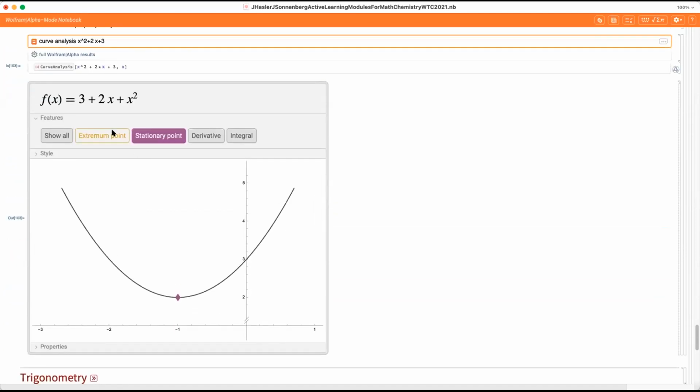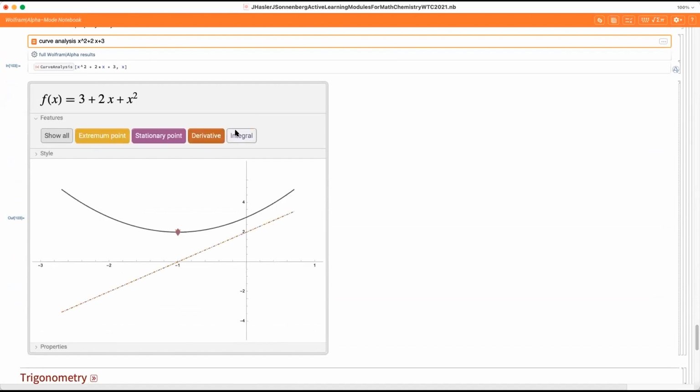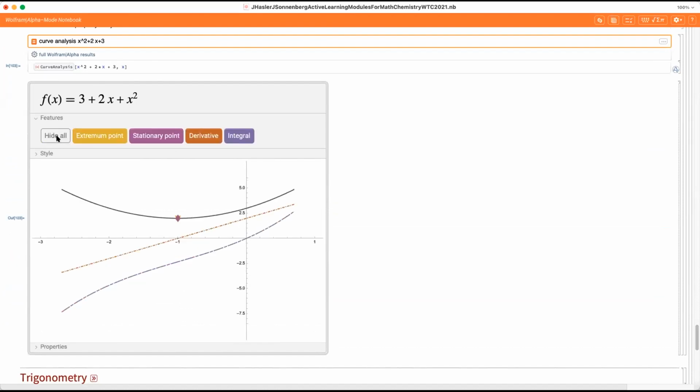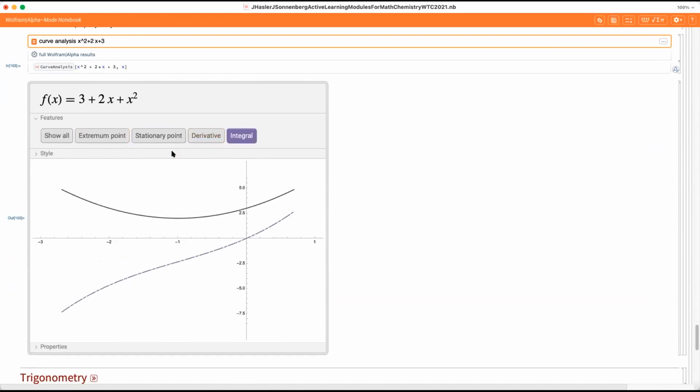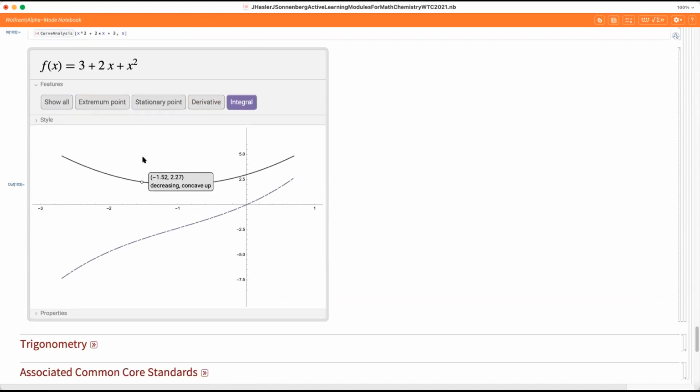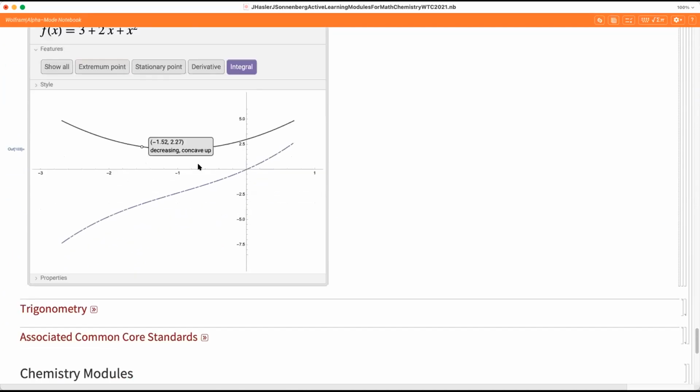So you just get all this information on the derivatives. You can plot the integrals. You can hide all these features. You can show one particular part. You can show the integral and the function itself. And then your calculus students, for instance, could figure out, well, as I change information in a function, what happens to my integral?